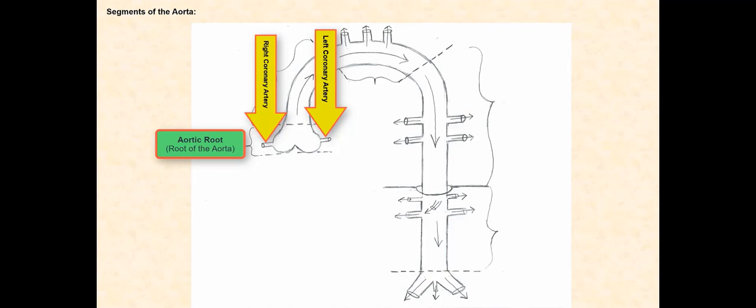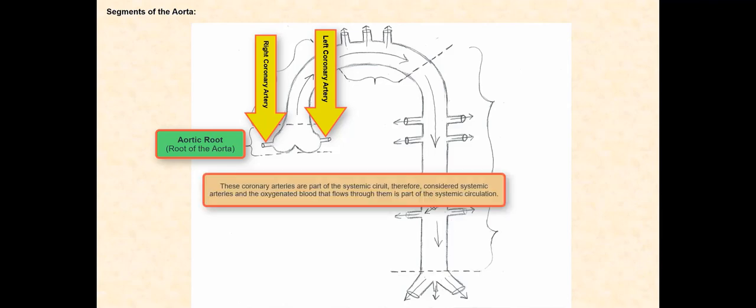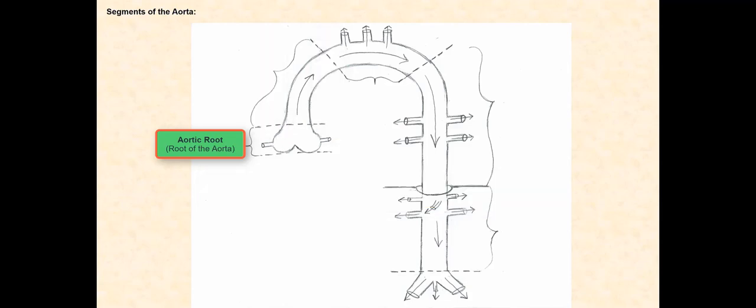Why not the endocardium? It is because the endocardium lines the chambers of the heart and is in direct contact with the blood. It is important to remember that these coronary arteries are part of the systemic circuit, therefore are considered systemic arteries, and the oxygenated blood that flows through them is part of the systemic circulation. From the aortic root, the aorta ascends to give us the next segment of the aorta, the ascending aorta. From the ascending aorta, the aorta arches over.